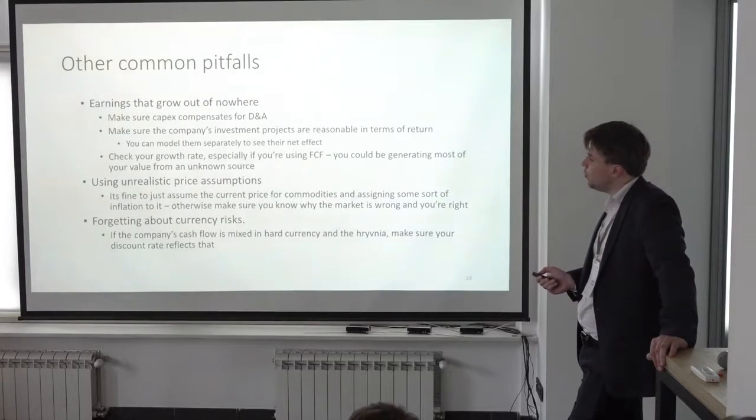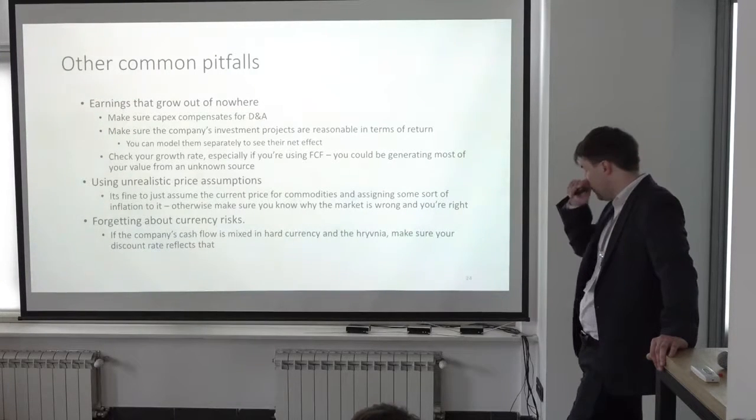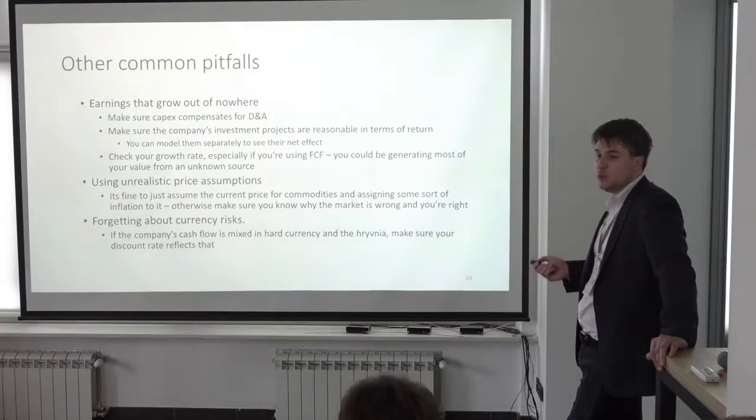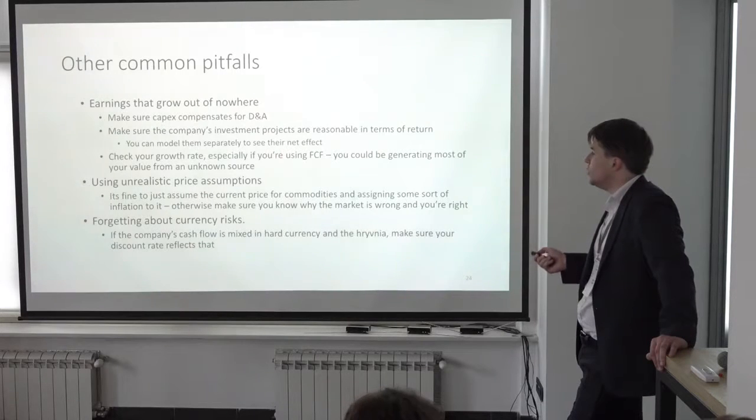So some other really common pitfalls: whenever I look at models, what I see a lot of the time, and this is one big issue, is earnings that grow out of nowhere. What does this mean? Well, a lot of the time, people don't have capex in their models, which compensates for depreciation. So what's going on is that you're basically using assets and you're not putting in money to uphold them. That doesn't work, right? You have to make sure this is there. A lot of times this is missing.